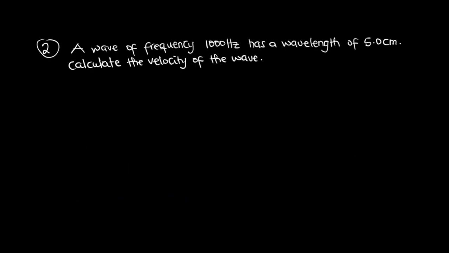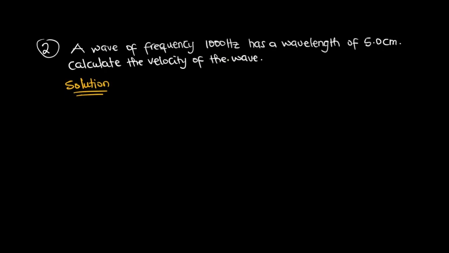All right, so let's have a look at another question. Question number 2. A wave of frequency 1000 Hz has a wavelength of 5 centimeters. We are to calculate the velocity of the wave. This is also very simple. So we write down our solution. As always, the first thing I will do is write down the parameters that I have and then what I am asked to find.